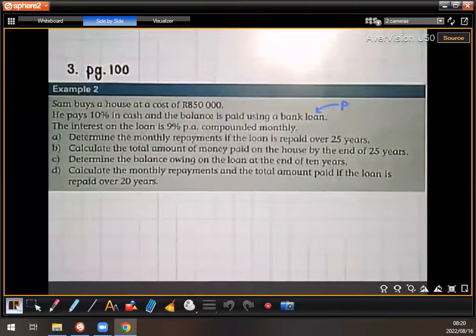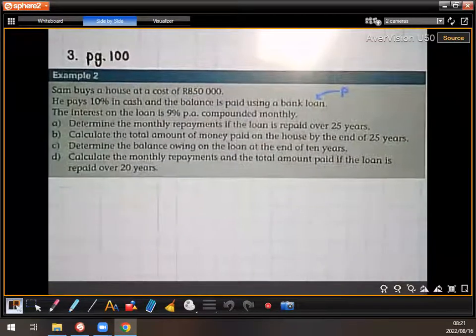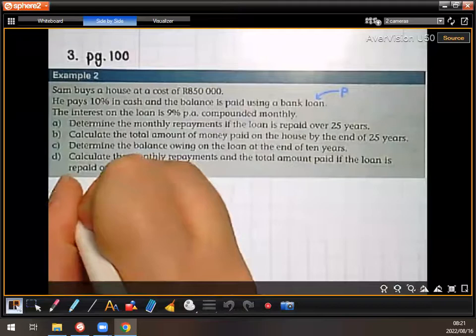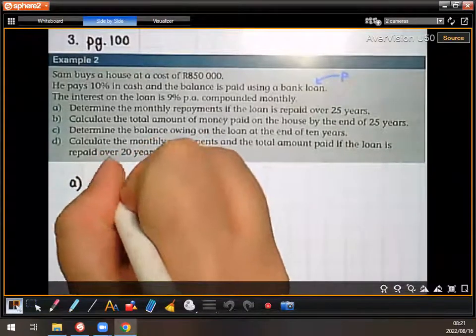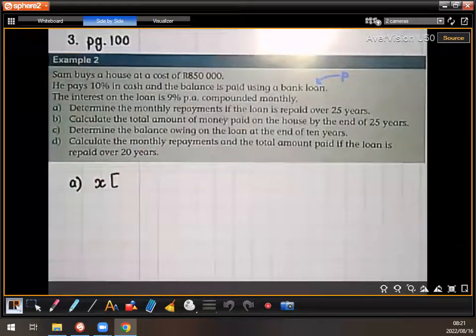All right, so now I want us to find the monthly repayment. So again, they're asking us to calculate X. Is that clear? Okay, so now we're going to use the other formula. So this is A. Again, I'm going to write this formula, or the X, on the side.